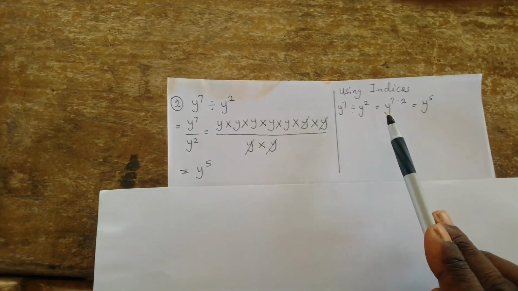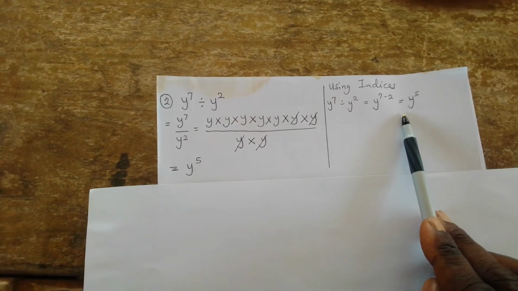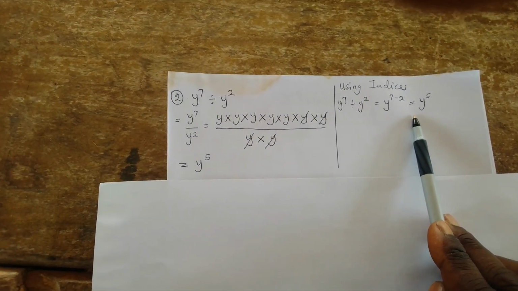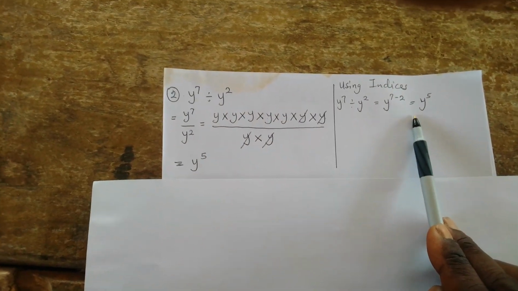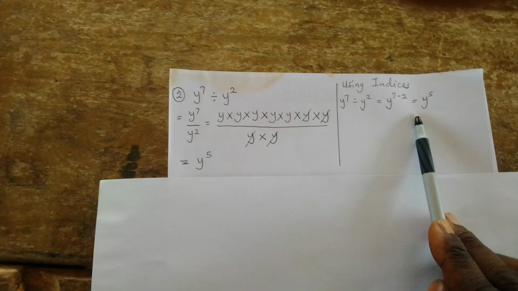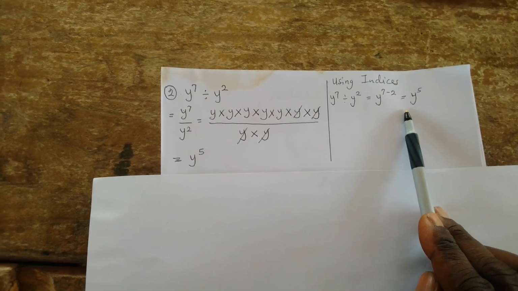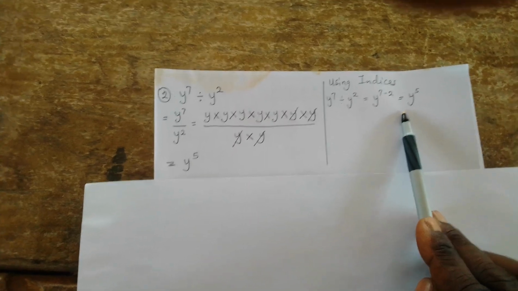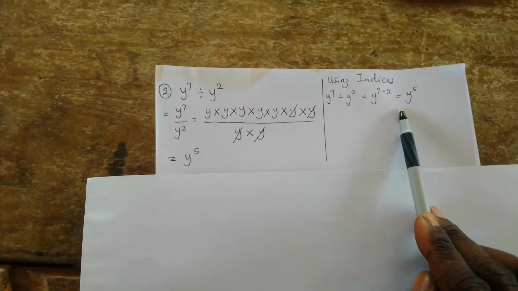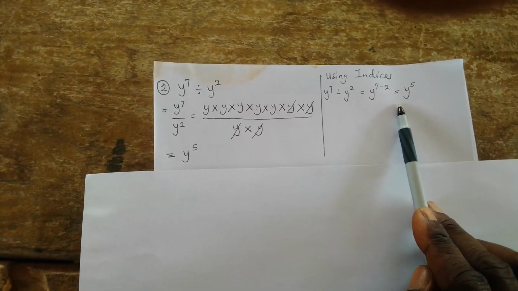So this shows that this method of applying indices makes our work easier, faster, simpler, and more convenient. It's the reason why we are learning the various laws of indices, to make mathematics easy for us in calculation. Henceforth, we will only be applying laws of indices, since you can see the difference between using the ordinary algebraic method and using indices.